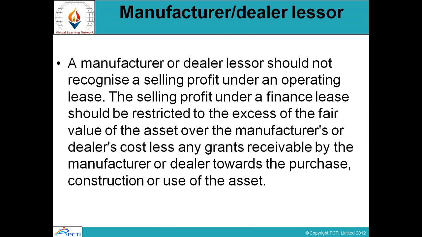And now manufacturers' or dealers' lessor. A manufacturer or dealer lessor should not recognize a selling profit under an operating lease. The selling profit under a finance lease should be restricted to the excess of the fair value of the asset over the manufacturer's or dealer's cost, less any grants receivable by the manufacturer or dealer towards the purchase, construction or use of the asset.